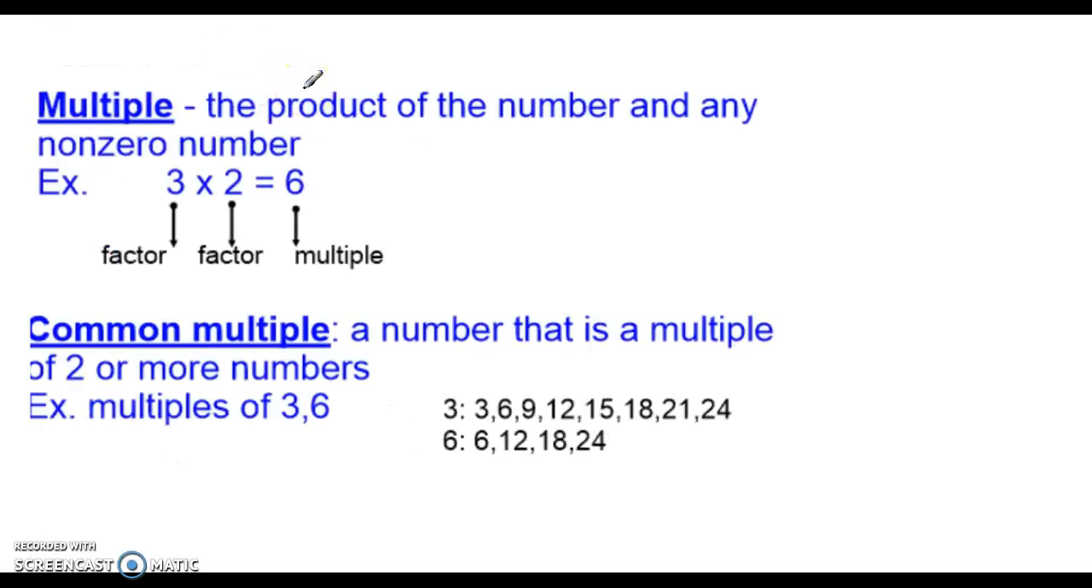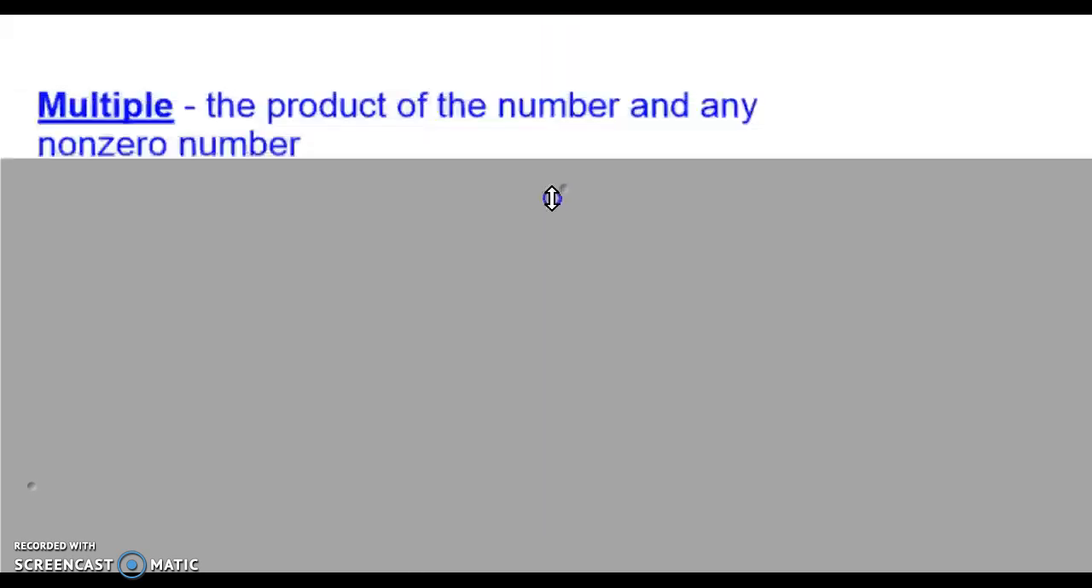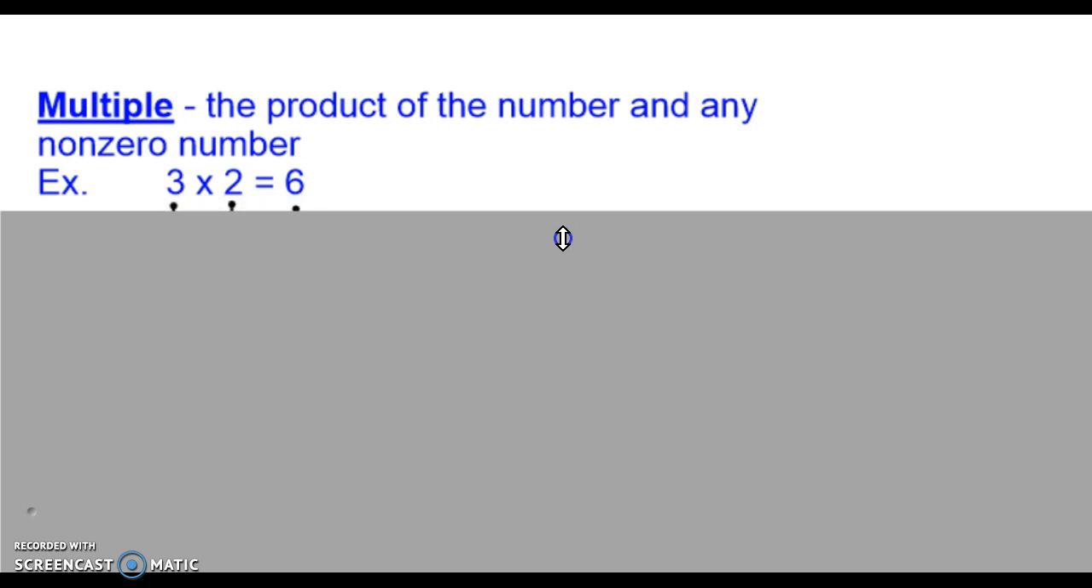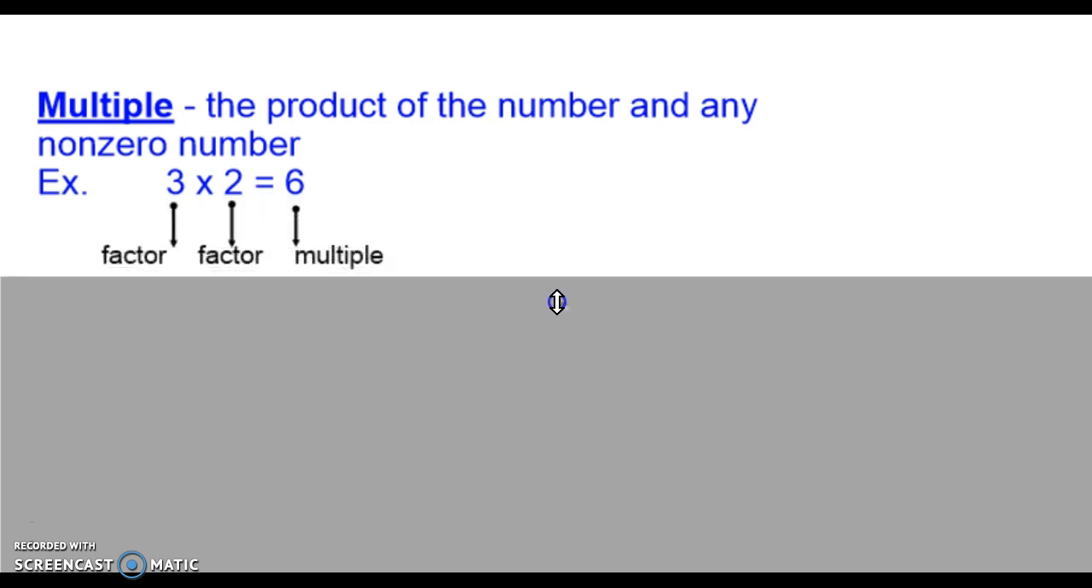So next we're going to talk about multiples. We've been talking about factors for the past 2 days, and now we're going to be talking about multiples. A multiple is the product of the number and any non-zero number. So let's look at an example. 3 times 2 equals 6. 3 and 2 are both factors of 6, and 6 would be your multiple.